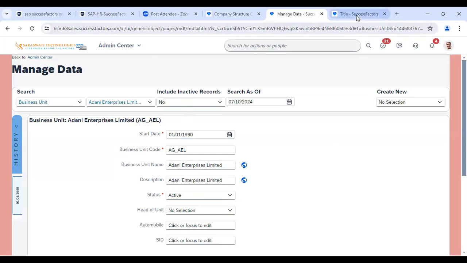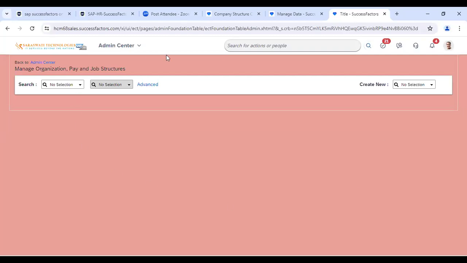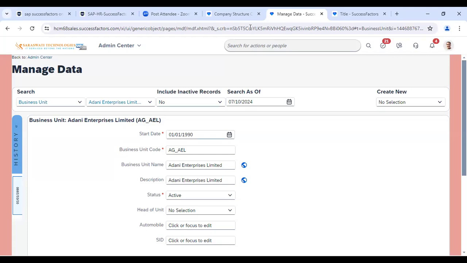So this is the difference: whatever legacy data we have is in the managed org, pay and job structure, and the migrated data from the legacy to the system is in managed data. This is the main difference between these two. Now coming to the other point.